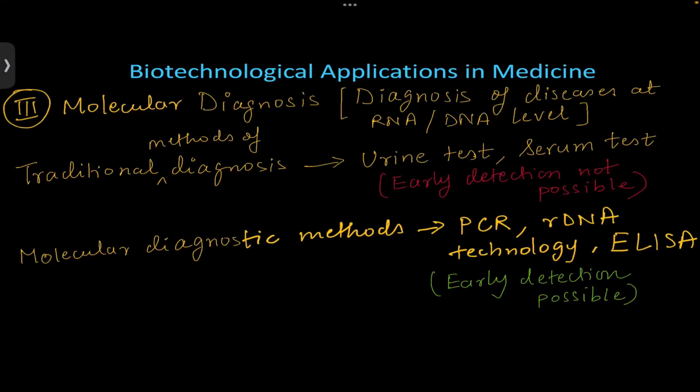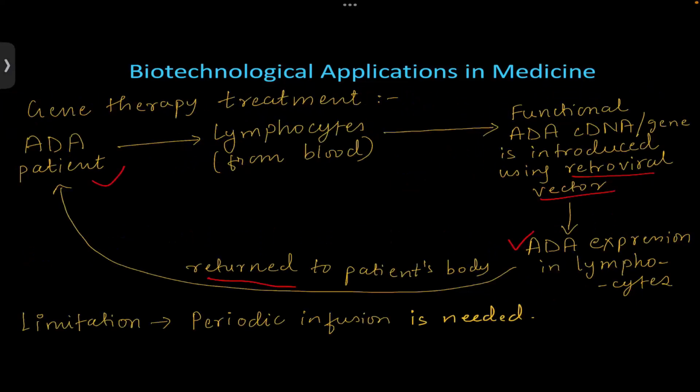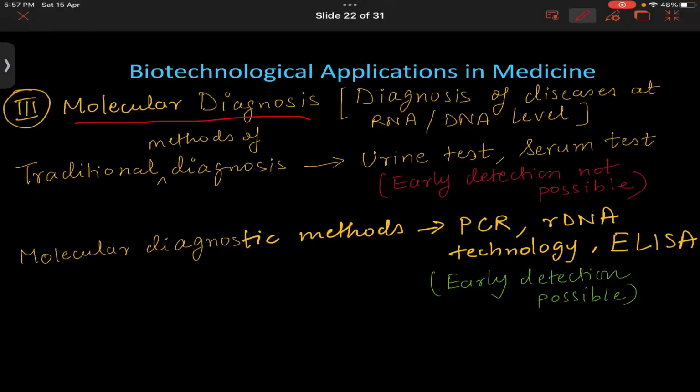Another way in which biotechnology has really helped the medicine field is the introduction of various kinds of molecular diagnostic techniques. Means people have developed diagnostic techniques which can find out or detect any gene defect at the RNA or DNA level. So this kind of work is made possible through biotechnology techniques, okay, through this field, biotechnology.